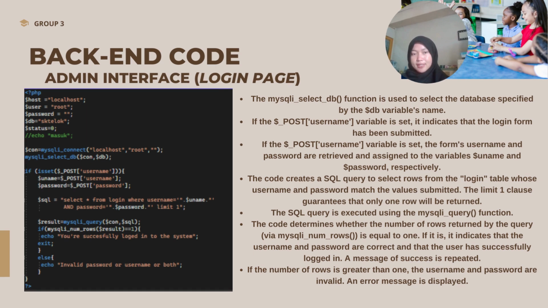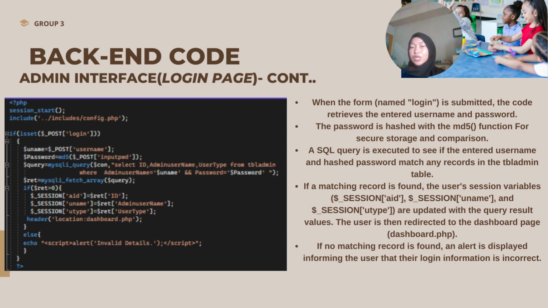Alright, for the next part, the code that you guys see here is for the login functionality. The code starts with session_start and includes the database connection files. When the form named login is submitted, the code will retrieve the entered username and password. For your information, the password is hashed with the md5() function for secure storage and comparison. Next, an SQL query is executed to see if the entered username and password match a record in the admin table in the database.